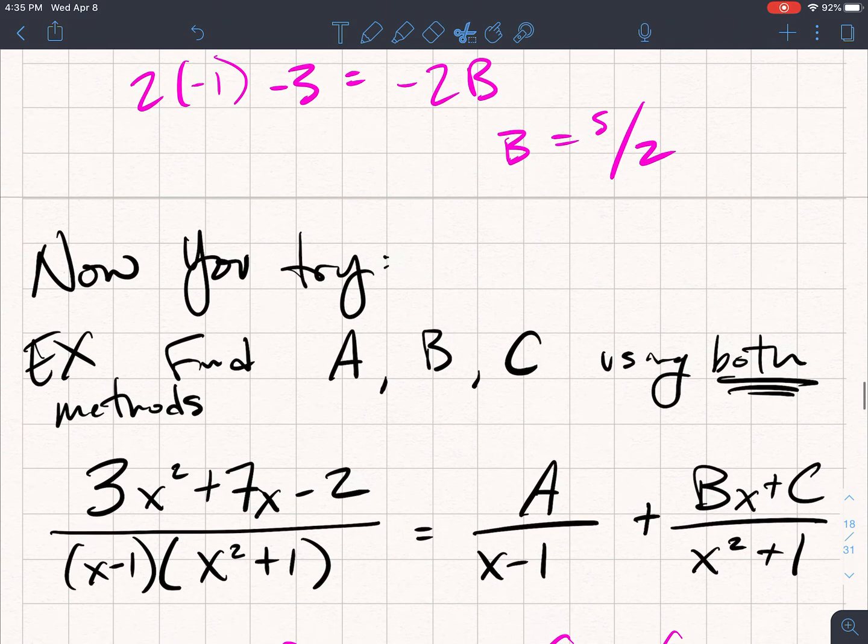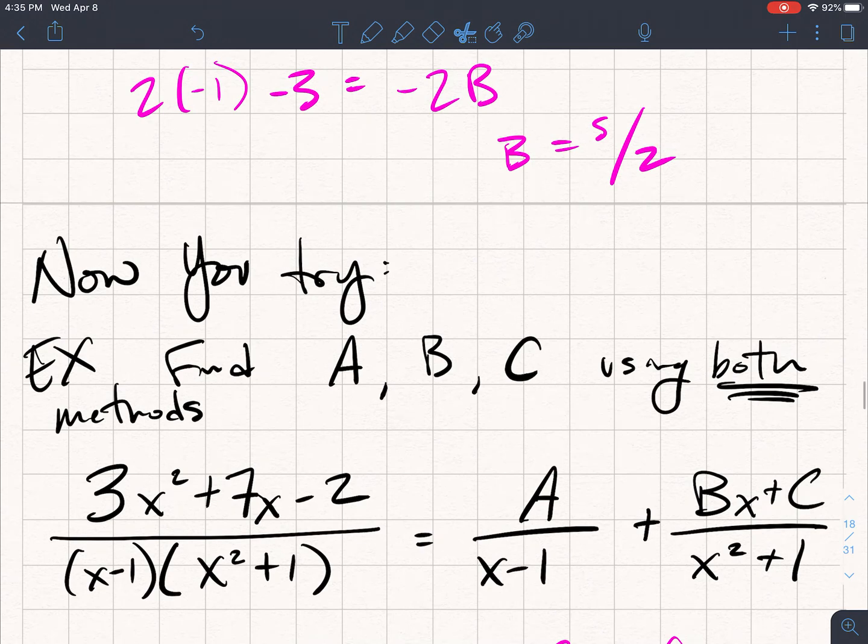So now you try. Find a, b, and c using both methods. Use the convenient values method and the system of equation method. Pause the video, give it a shot.